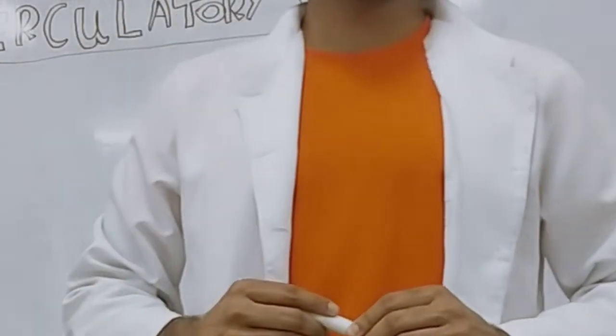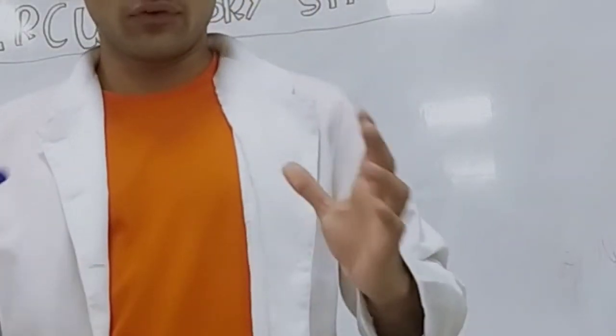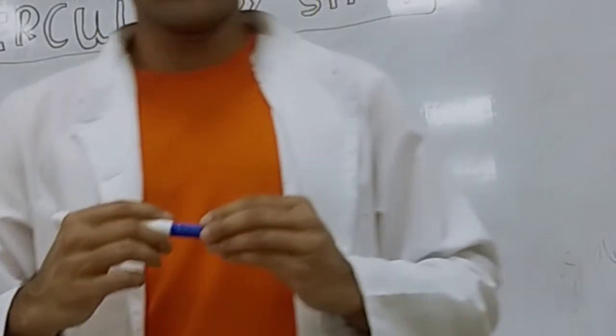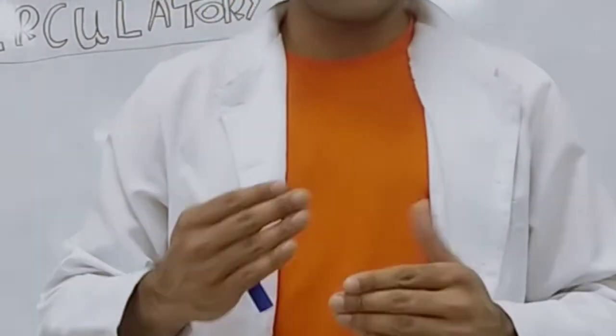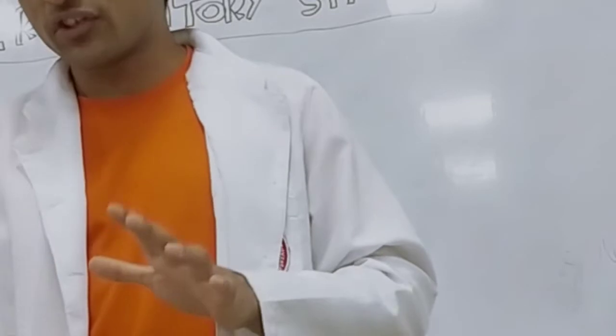Once again welcome to my YouTube channel by the name MS Lectures, and today I will be describing to you the physiology topic that is the circulatory shock. So what is meant by the circulatory shock? Circulatory shock occurs when there is a decrease in the cardiac output, which leads to the dysfunctioning of the heart.